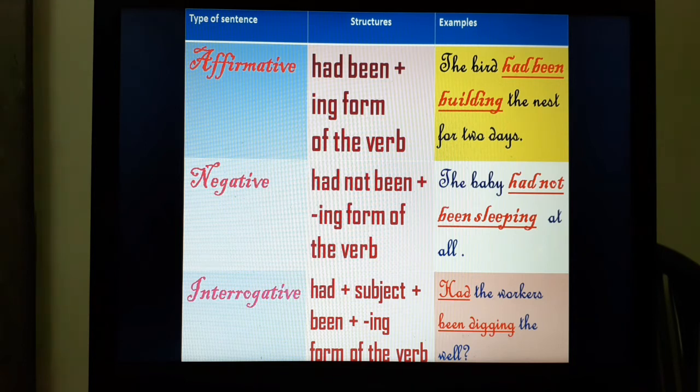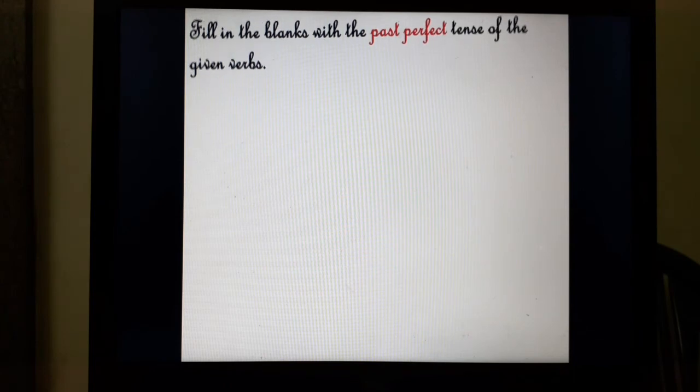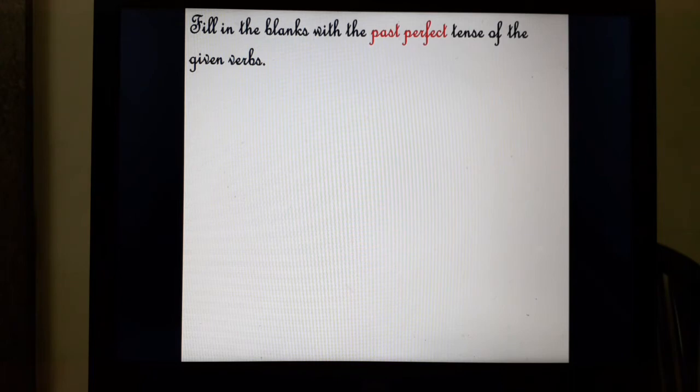And in interrogative, the structure is had plus subject plus been plus ing form of the verb. Example sentence, had the workers been digging the well? Now let's move on to exercise number 1. Fill in the blanks with the past perfect tense of the given verbs.